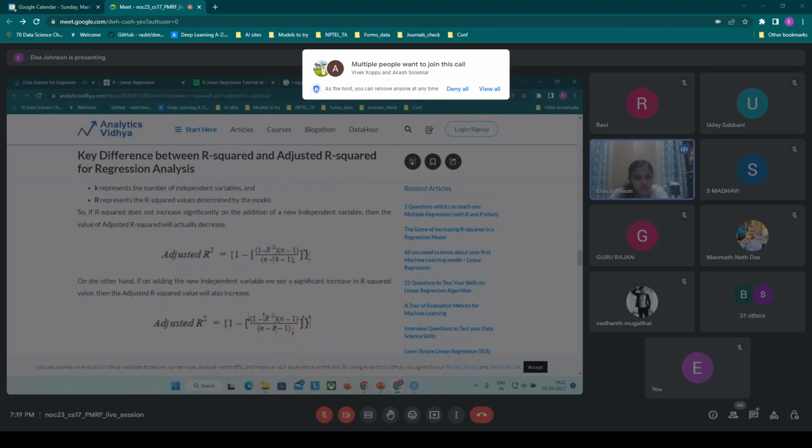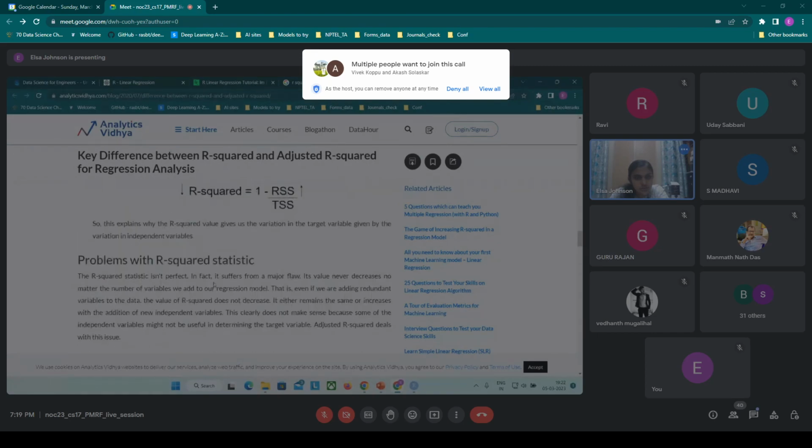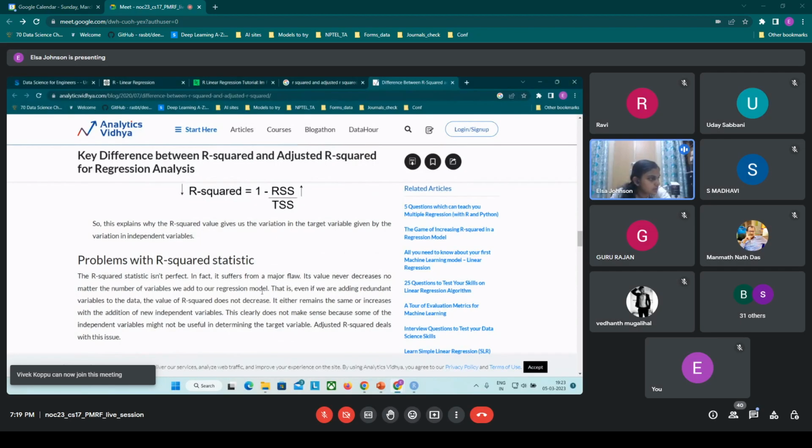So what is the difference here in r square? What is the flaw? It never decreases no matter the number of variables that we add to our regression model. So in r square, even if you are adding redundant variables to data, the value of r square does not decrease. It either remains the same or increases with the addition of new independent variables.